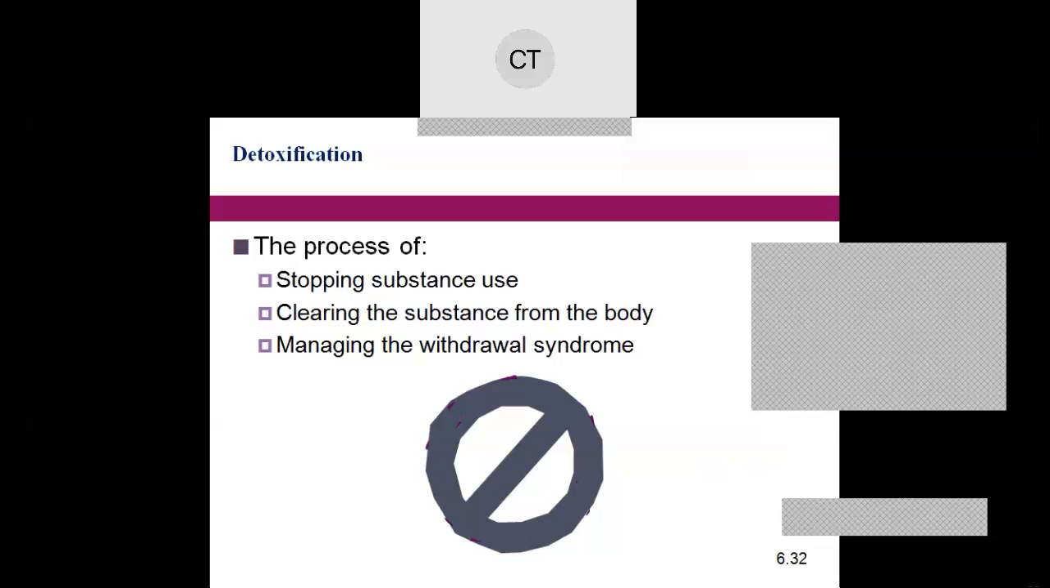Detoxification is the process of eliminating the toxic substances, to stop the substance use, clear the substances from the body, and manage withdrawal syndrome. So basically we do detox in order to eliminate the toxic thing, that is the drug, from the body, also to stop the alcohol or substance use. It's also to help the client manage his withdrawal symptoms.